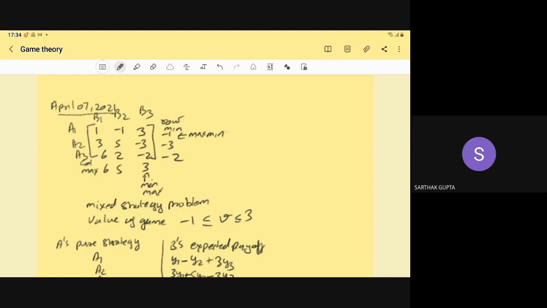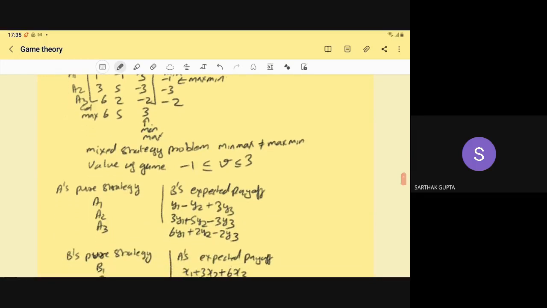For that, first we compute the row min. Row min is coming -1, -3, -2. Column max is coming 6, 5, 3 respectively. From that we compute the minmax, and here we compute the maxmin. Maxmin is coming -1, minmax is coming 3. Since minmax is not equal to maxmin, it is a mixed strategy problem. And the value of the game always lies between these two, so the value of the game lies between -1 and 3.